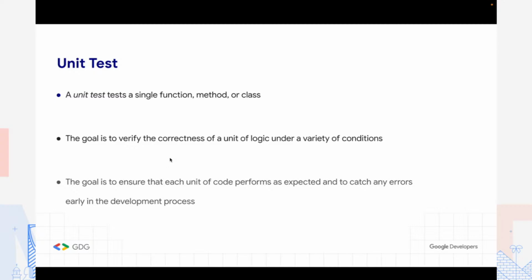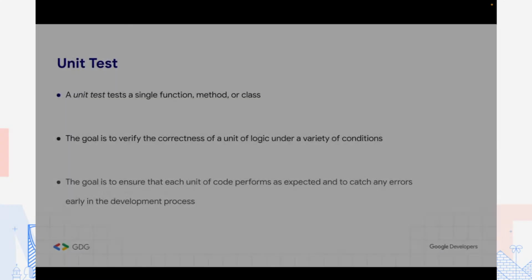A unit test is also used to check if the code that we have written for a particular function is correct or not. And how are we going to do this? We are going to run the function with some input, and the output from the function is going to be compared with our expected output.